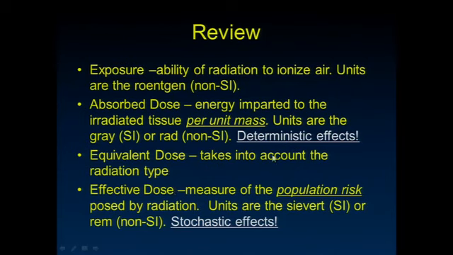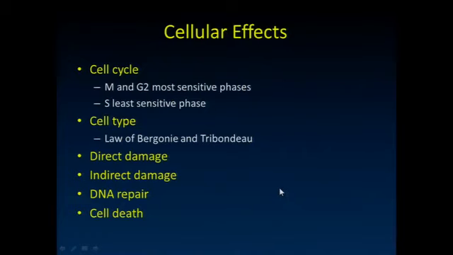Our equivalent dose takes into account the radiation type, really not as important to us, but we do see the term, and the reason is that for the radiation we'll be working with, the correction factor for the radiation type is a 1. And then our effective dose, where we're measuring that population risk posed by radiation. This is what we use to help quantify the stochastic risks of radiation.